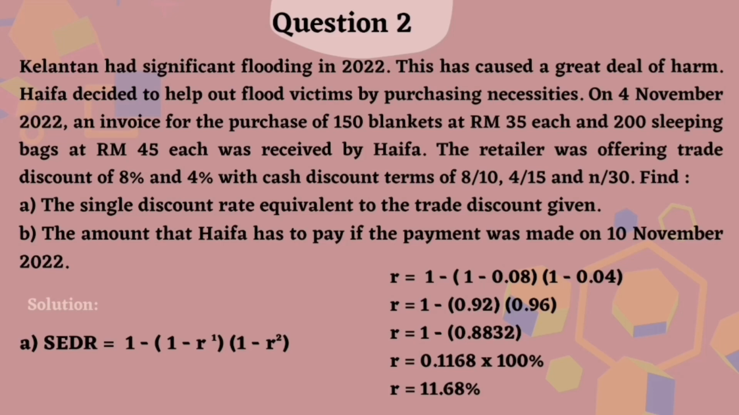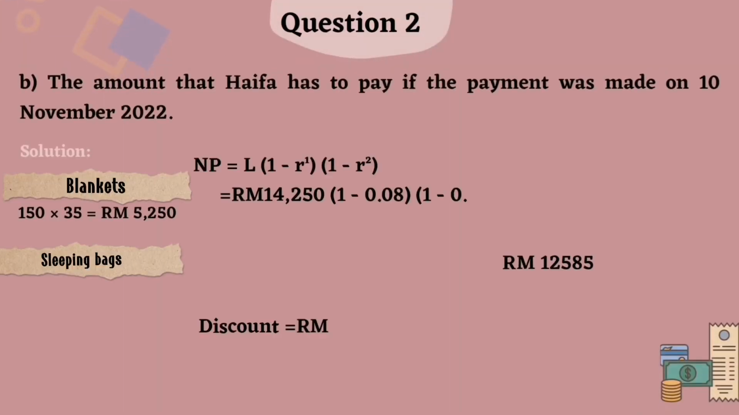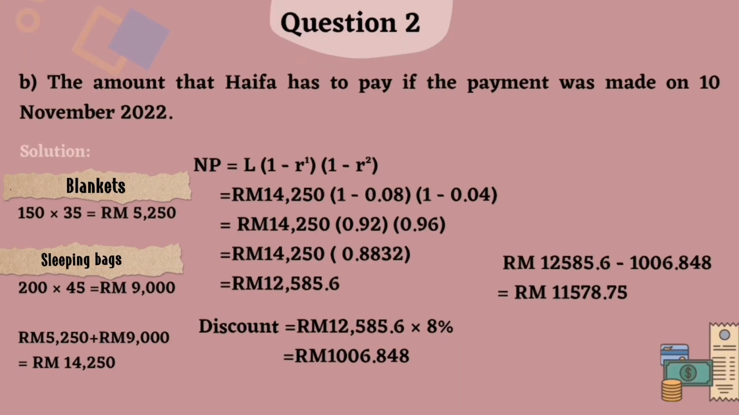For question A, we will use the SETR formula, which is R equals 1 minus bracket 1 minus R1 multiply 1 minus R2 bracket. R1 is 8% and R2 is 4%. So R equals 1 minus bracket 1 minus 0.08 multiply 1 minus 0.04 bracket, and we will get 0.1168. We multiply 0.1168 by 100%, and the answer for R is 11.68%.